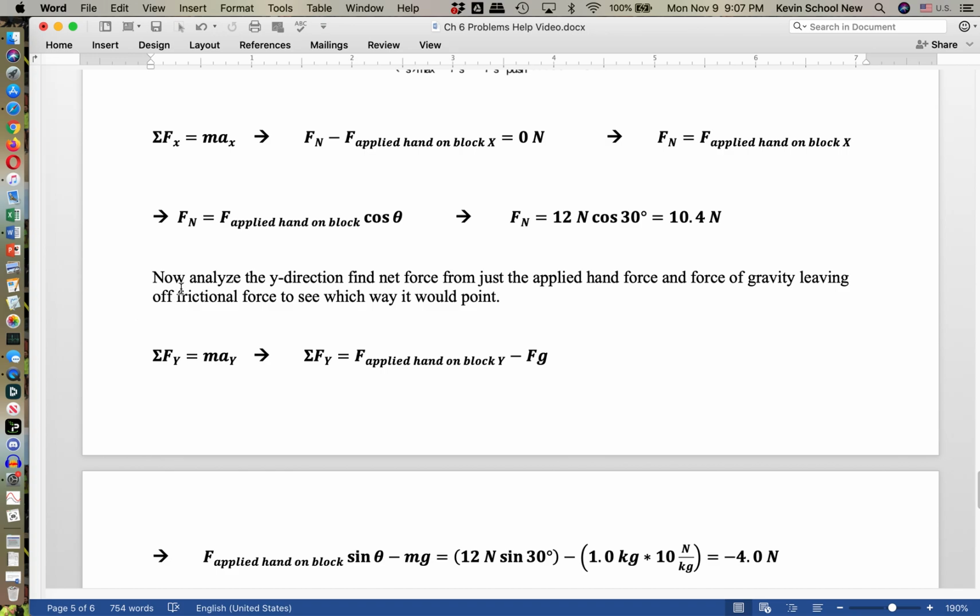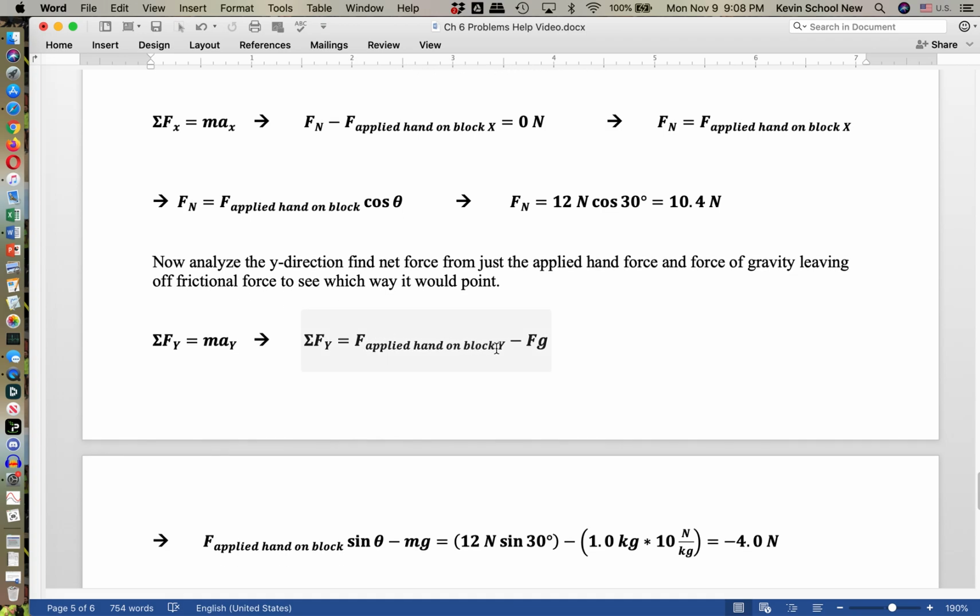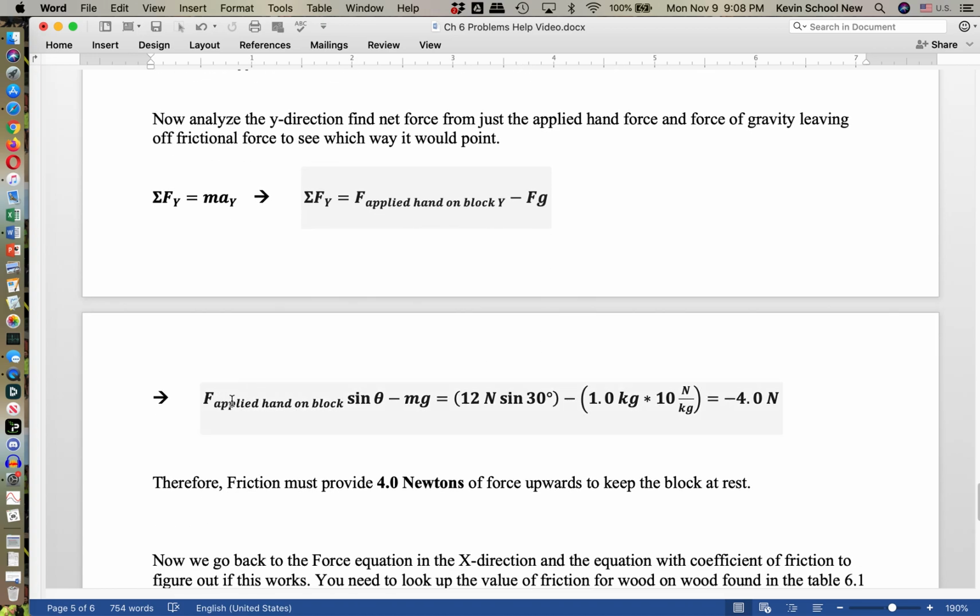So then I have to switch what I'm looking at to the y direction, and I'm going to find the net force from just the applied force and force of gravity, so I know how much missing force is there to figure out how big a frictional force would be present to keep this block from accelerating. So I'm doing force applied in the y direction minus force of gravity. So I have force applied in the y direction is composed of the force applied of the hand on the block times sine of the theta, minus mg. So I get 12 newtons times sine of 30.